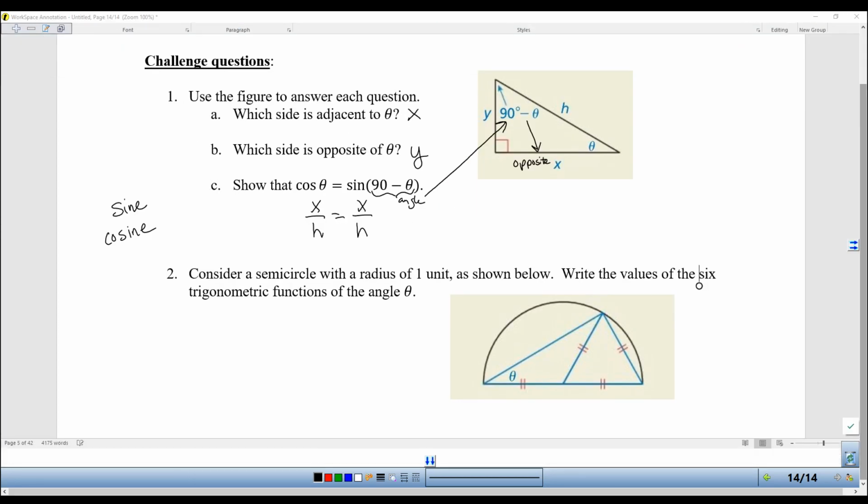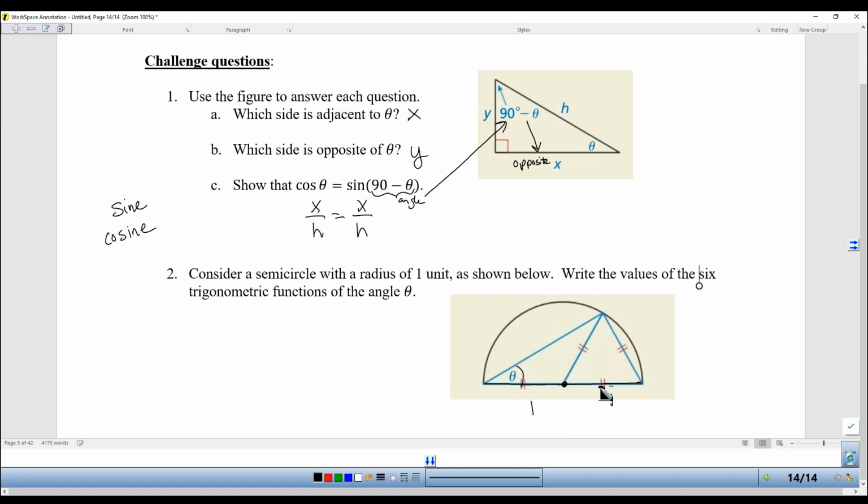Last one, number 2. Consider a semicircle with a radius of 1 unit. So this distance right here is 1, and this distance right here is 1. These little symbols mean congruent from geometry. Write the values of the 6 trigonometric functions of the angle theta. So here's my theta. I can't use trig for this one because trig requires it to be a right triangle. So you're going to have to ask yourself, where is there a right triangle?